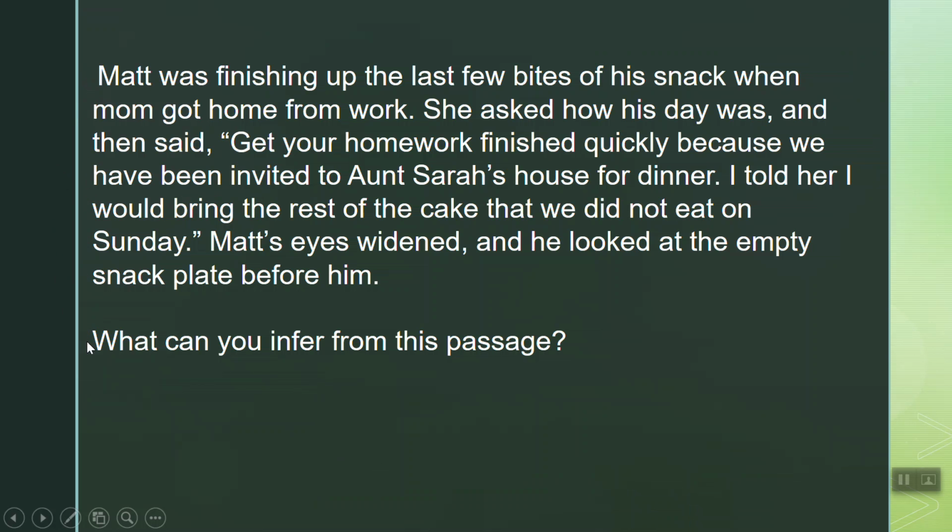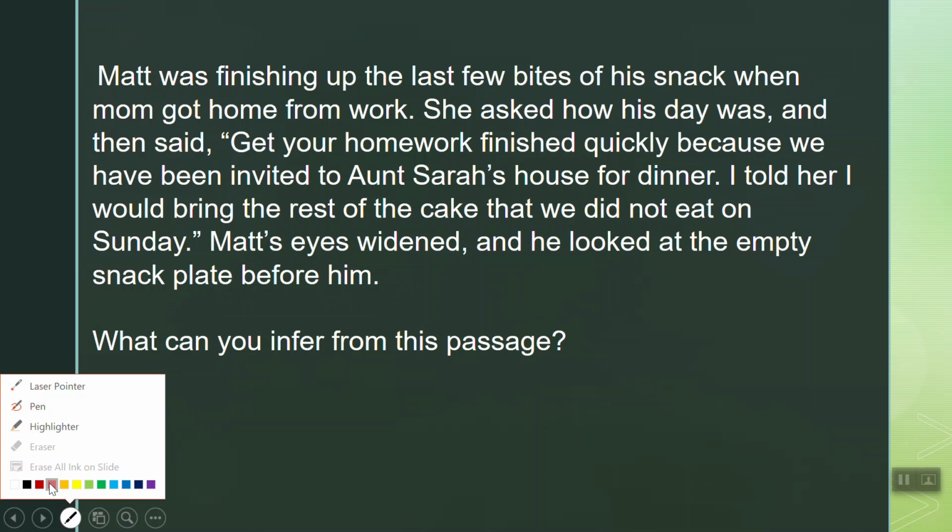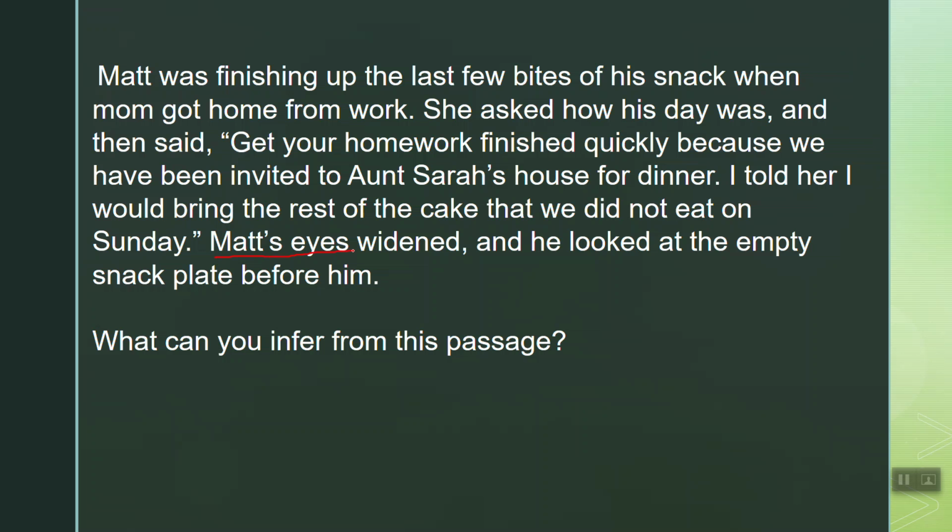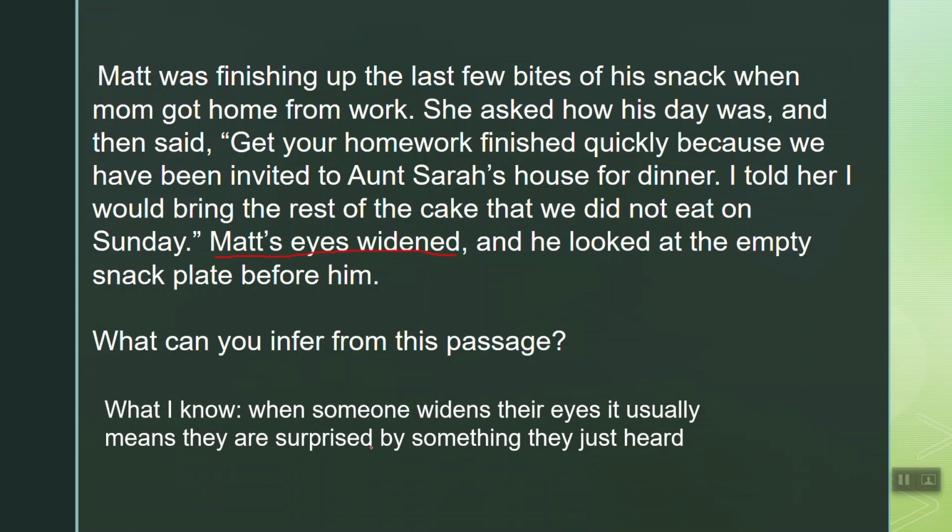The question says, what can you infer from this passage? We said when you make an inference, you use your knowledge plus clues from the text to make a good guess about something that the author did not directly tell us in the text. When I read this last part, it says Matt's eyes widened and he looked at the empty snack plate before him. I know that the clue from the text is that Matt's eyes widened. I know from past experience that when somebody widens their eyes or makes their eyes bigger, it usually means they're surprised by something they just heard. So Matt is surprised by something he just heard.